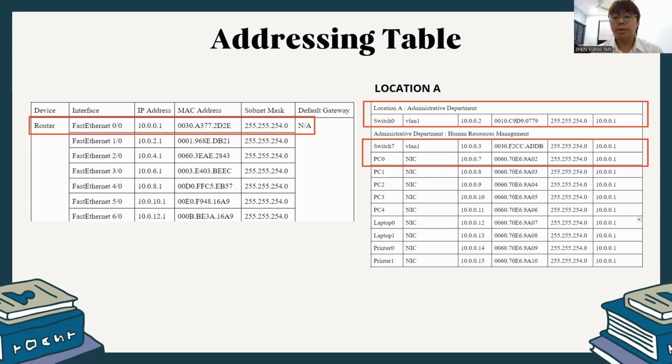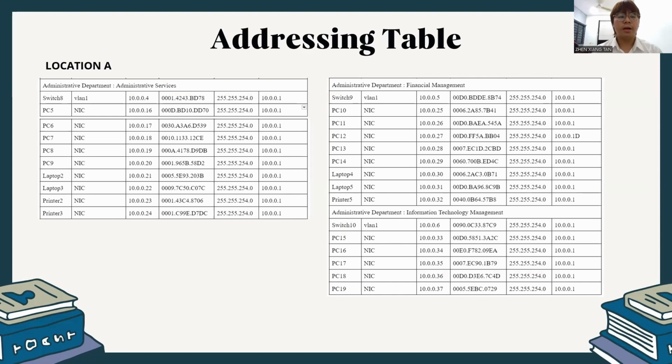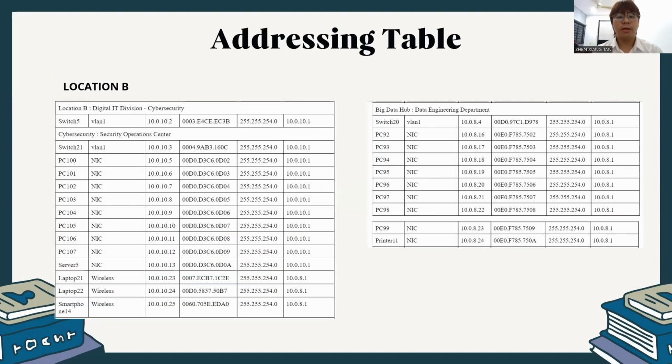Besides that, we need to have a sub switch. So the sub switch is switch 7. Also, the interface is VLAN 1, and the IP address is 10.0.0.3, and also have the MAC address, subnet mask, and default gateway. Location B and location C also have the main switch and the sub switch. Inside location B, switch 3 is the main switch, and switch 17 is the sub switch. Every switch, we need to insert the IP address, the default gateway, and the subnet mask. Here is an extra example in location A, location B, and location C.